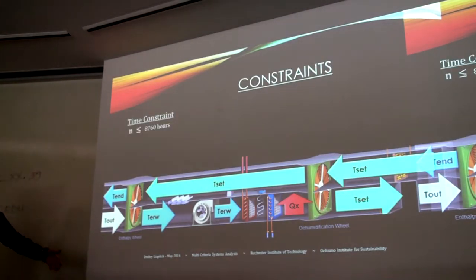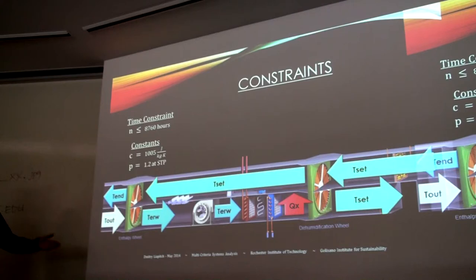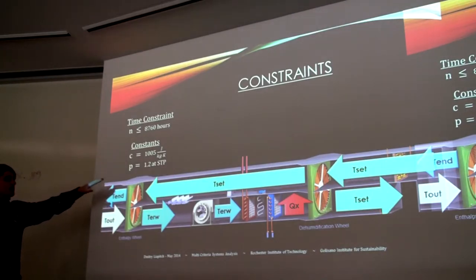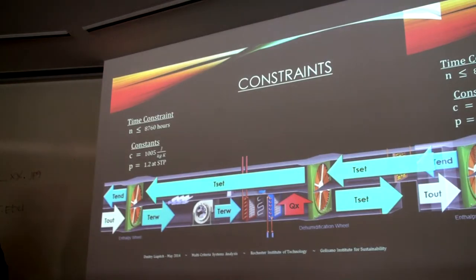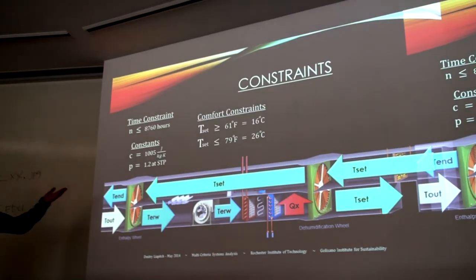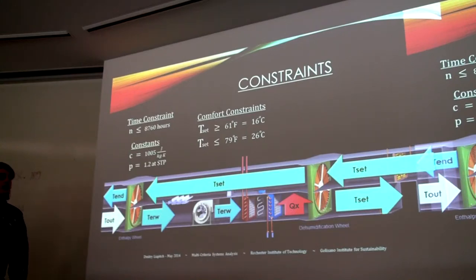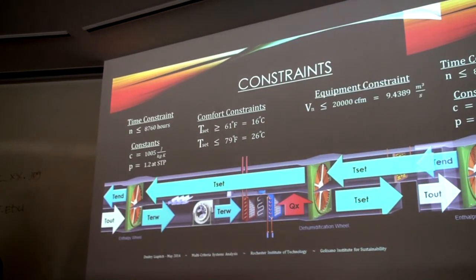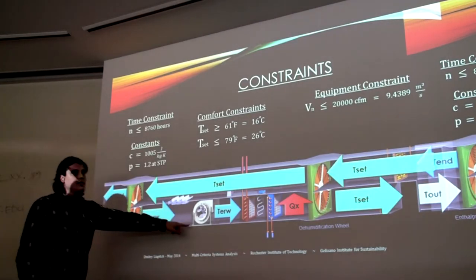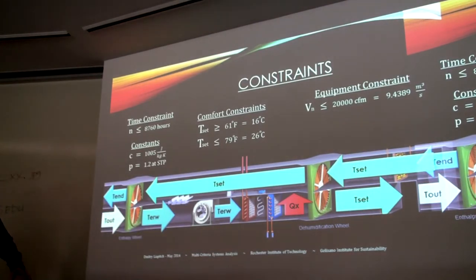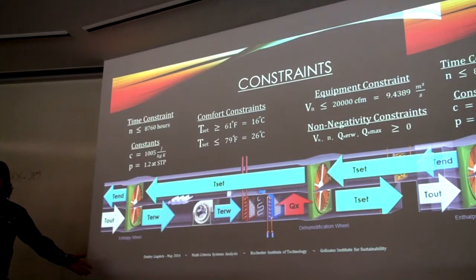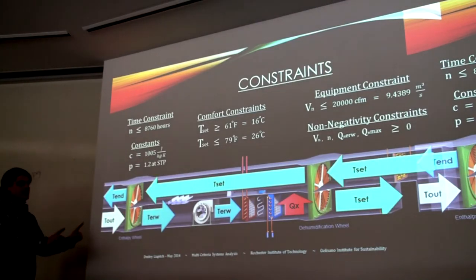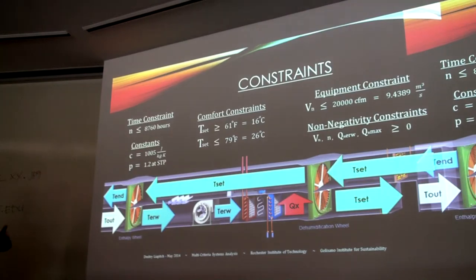So the constraints, one of the main constraints is that there's only 8,760 hours in the year. Okay, another constraint is that we have constants. So we're assuming the specific heat of air and also the density of air at standard temperature and pressure. The comfort constraints between 61 and 79 degrees Fahrenheit, or 16 and 26 centigrade. There's also an equipment constraint. So this blower over here is limited to about 20,000 cubic feet per minute, which is about 9.4 meters cubed per second. And non-negativity constraints. We're looking at the absolute values of the differences between the temperatures, and you can't have a negative flow rate. So that's our favorite constraint, of course.